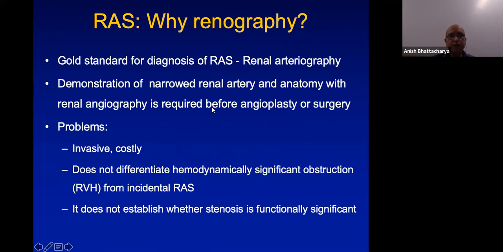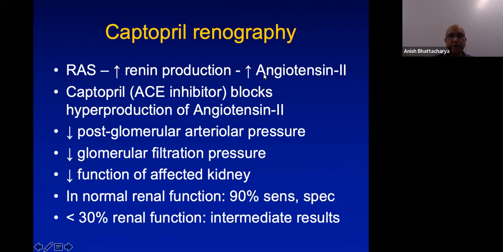So the gold standard for diagnosis of RAS is renal arteriography with the demonstration of a narrowed renal artery. The problem is it's invasive and costly, and it does not differentiate between hemodynamically significant obstruction that is causing renovascular hypertension from incidental RAS, which is not causing hypertension. That is, it does not establish whether the stenosis is functionally significant or not. This is where captopril renography comes in.